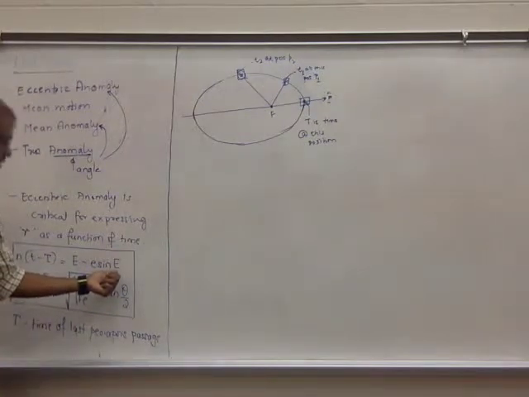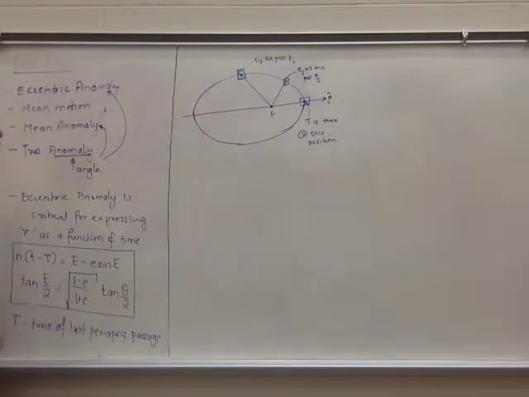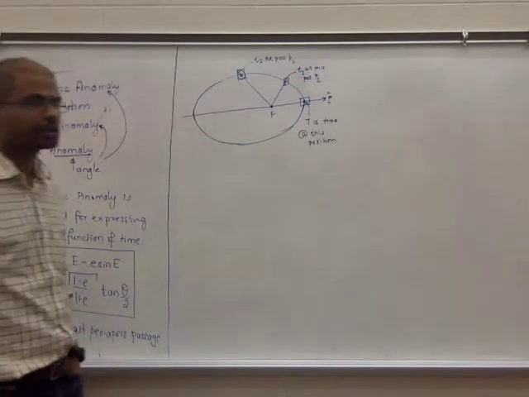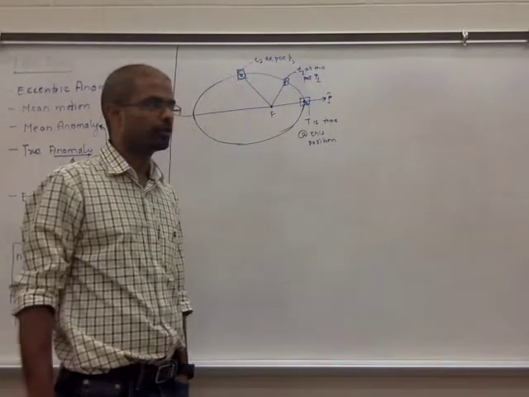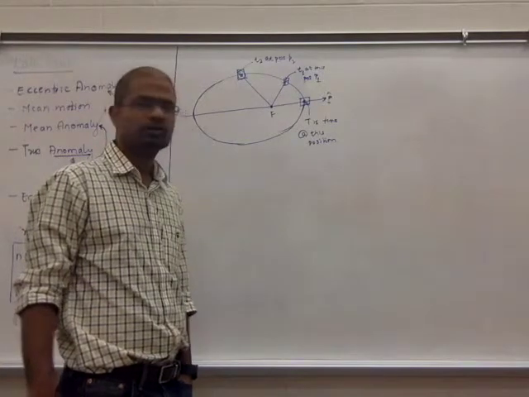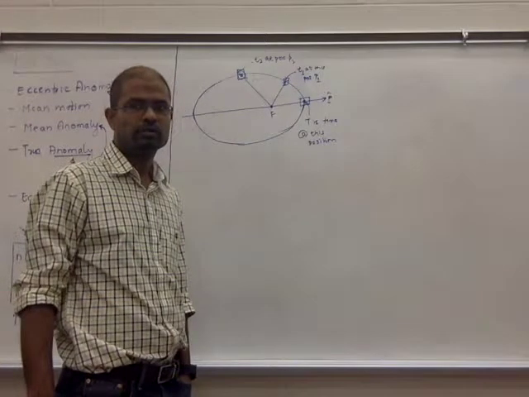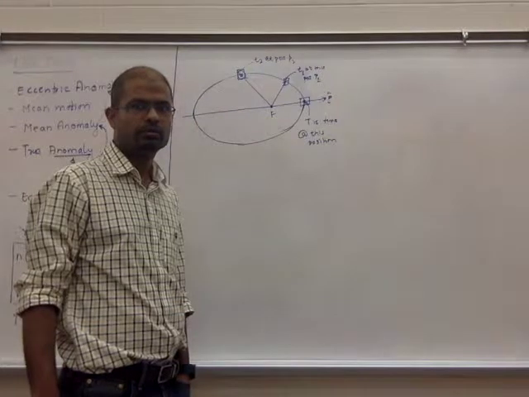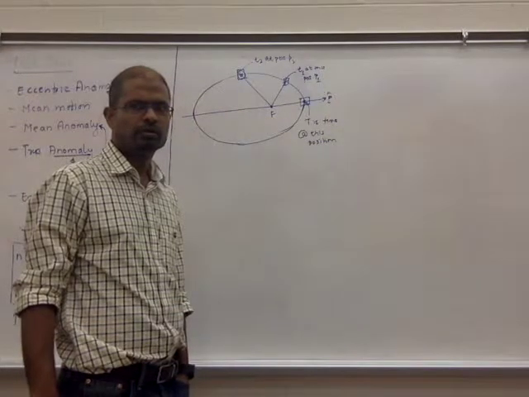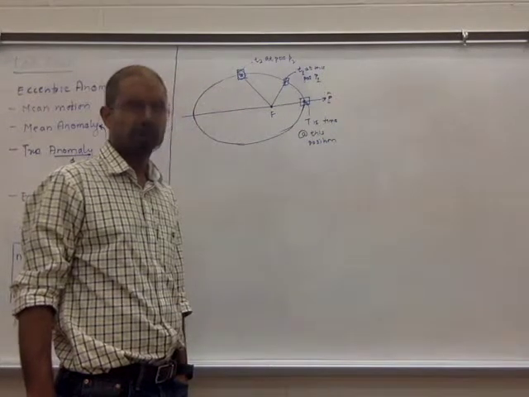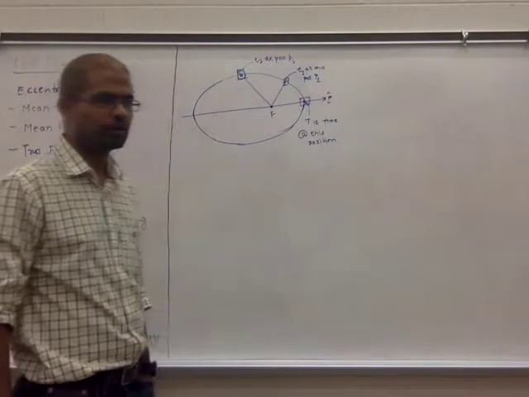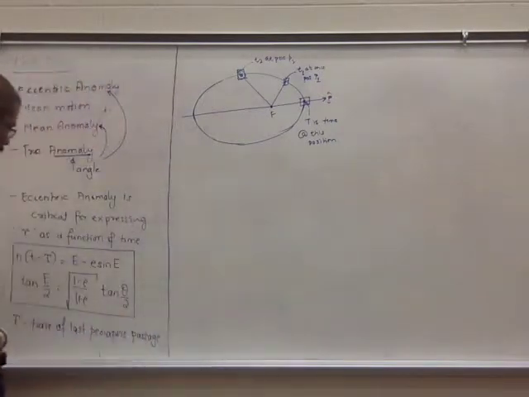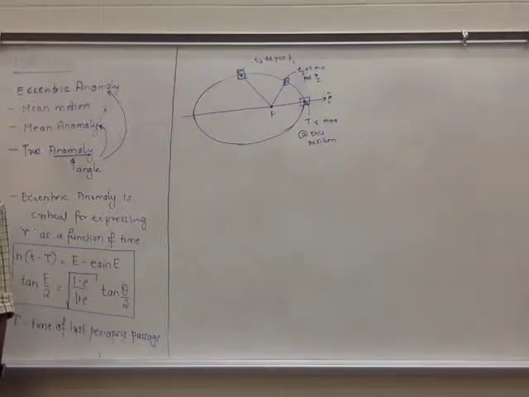Got it? So if you know that n is simply the mean motion. How do you calculate n? n is 2 pi over T, the big T. n is mean motion. Mean motion is simply angular velocity. Right? How do you calculate angular velocity?